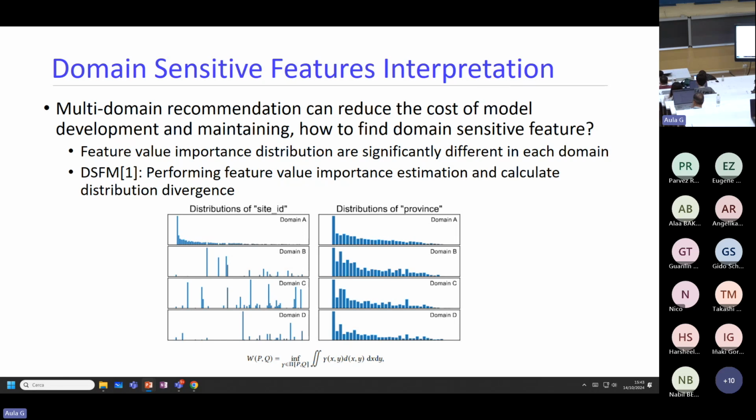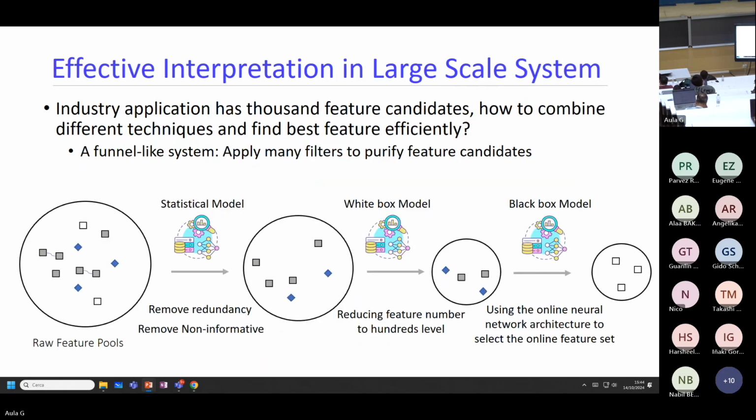So here the idea is that the feature value importance distributions are significantly different in different domains. So we can first perform a feature importance estimation at the feature value level. Then we can calculate the distribution divergence of the feature value importance between different scenarios, and the big ones are treated as the domain-sensitive features.